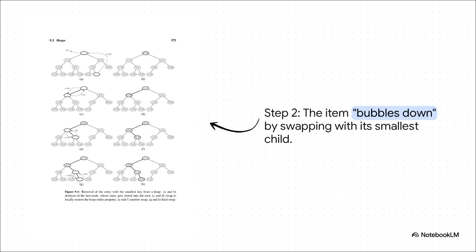Of course, that totally messes up the order. A 13 has no business being the most important item. So this time, we do the opposite of what we did before. We let it bubble down. We look at its children, find the smallest one, in this case, 5, and we swap them.